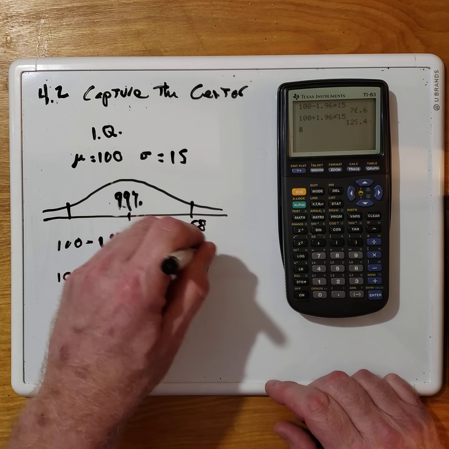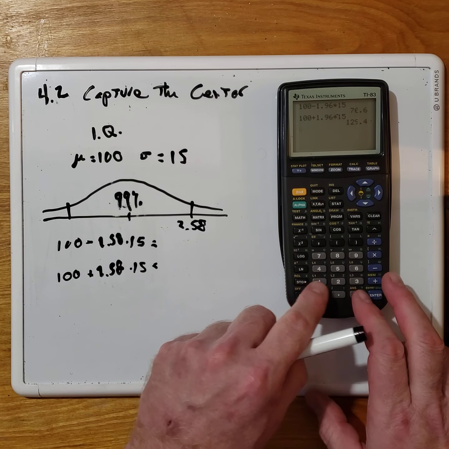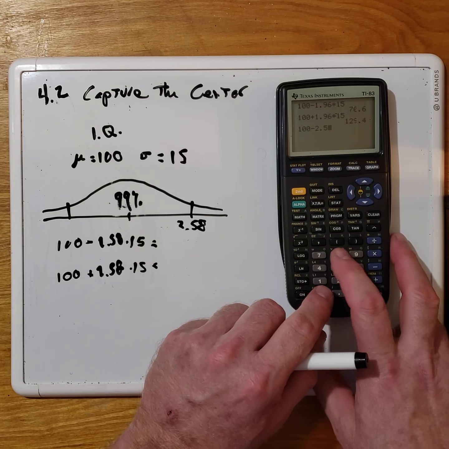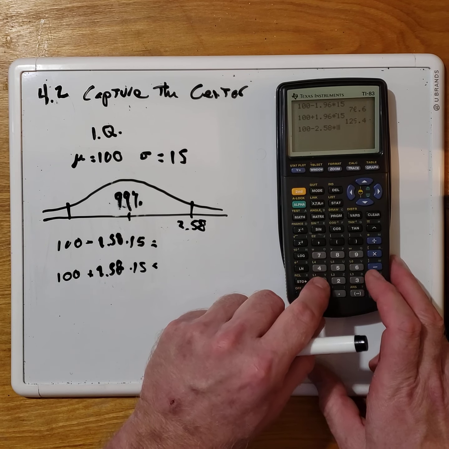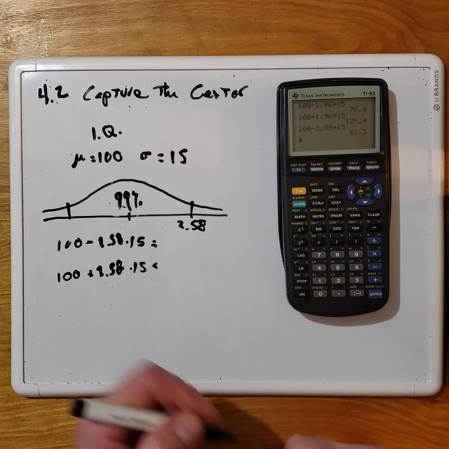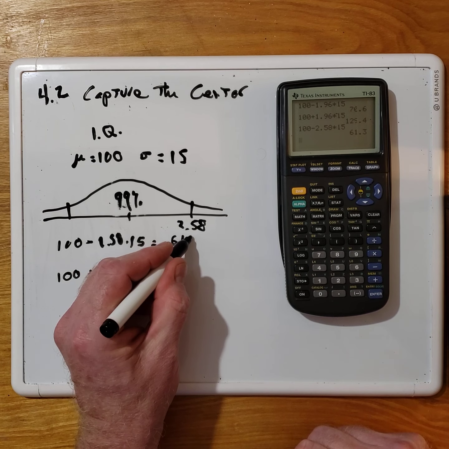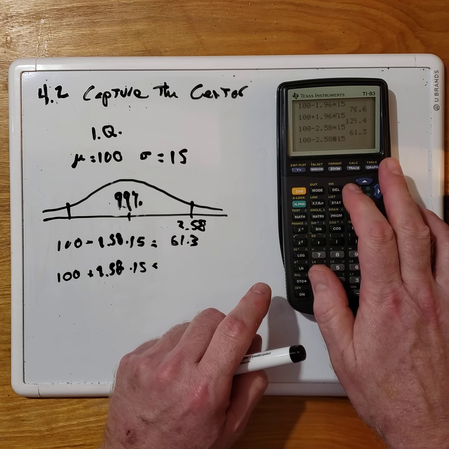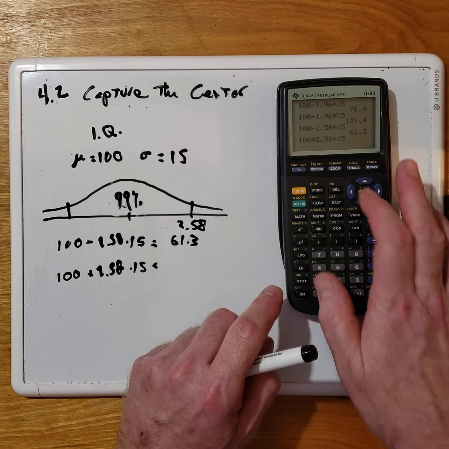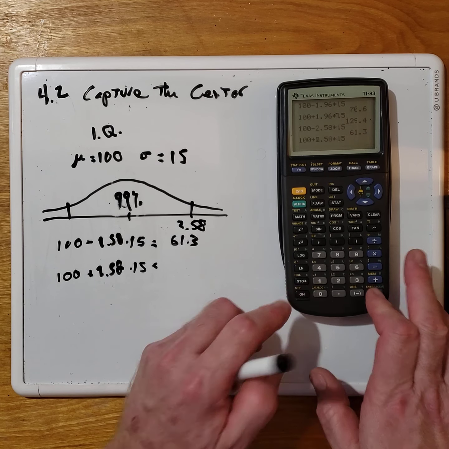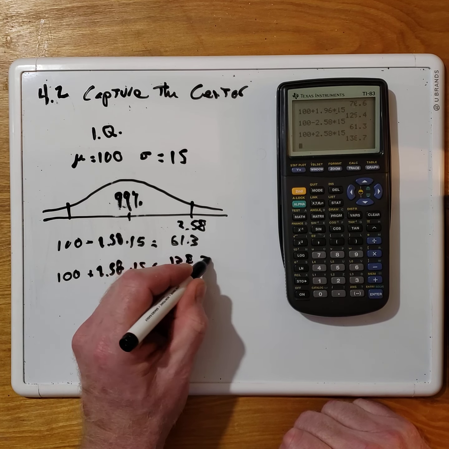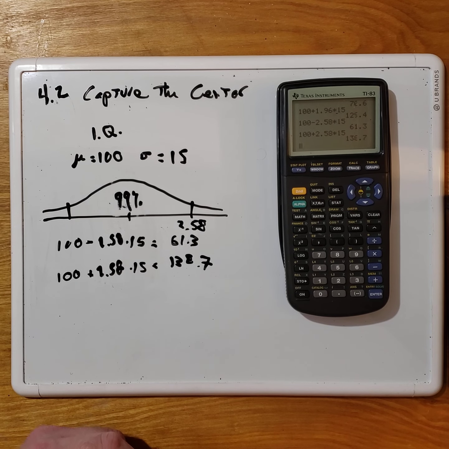And that's going to give us some slightly different numbers. We'll go 100 minus 2.58 times 15 for our standard deviation. That gives us 61.3. And same thing, but with a plus, will give us 138.7.